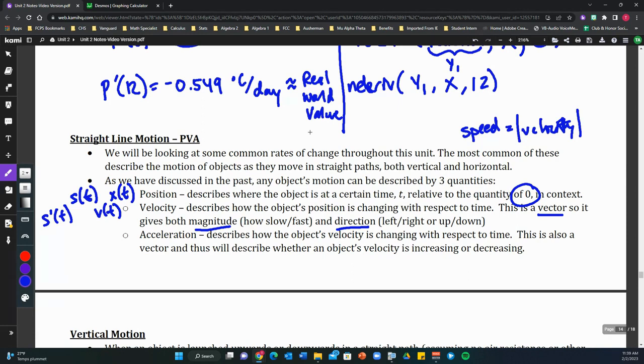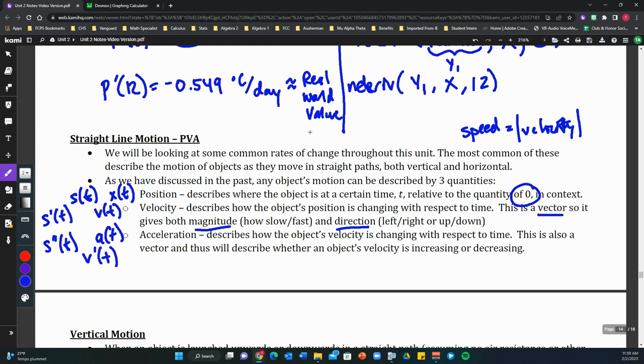So if we follow this sequence, acceleration, we represent that as a of t, but we can also describe that as the second derivative of position. So it describes how the object's velocity is changing. So we can think of it as the second derivative of position, but we can also think of it as the first derivative of velocity. So this is also a vector, and so it's also going to describe whether the object's velocity is increasing or decreasing and how quickly.